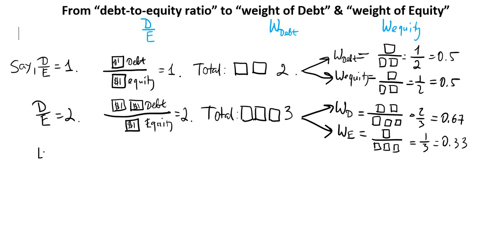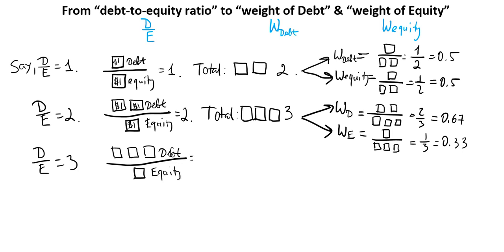Now let's do one last example. Debt to equity ratio equals 3. Now you can see the pattern. So debt is 3 times the amount of equity. So we have like 3 boxes for debt, right? Divided by only 1 amount in equity, right? That's 3. How many boxes do we have in total? 3 for debt, 1 for equity, that's 4, right? 1, 2, 3, and 4.